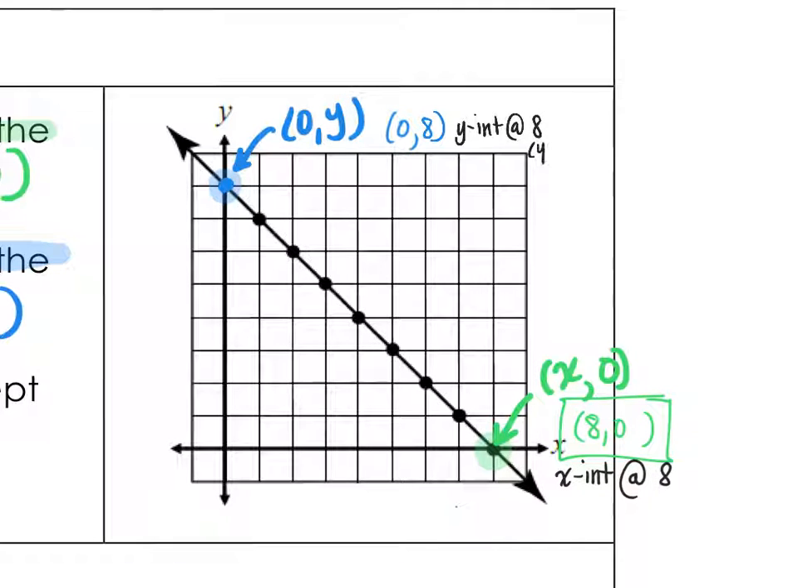We can say a y-intercept at y equals 8, and an x-intercept at x equals 8. There are so many different ways to say the same thing. But as an ordered pair, the x-intercept is x, 0 or 8, 0 for this line. And the y-intercept is 0, y or 0, 8 for this line specifically.